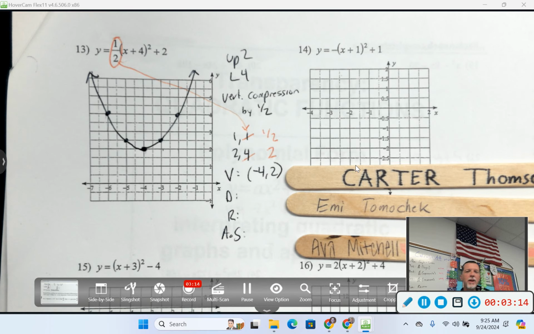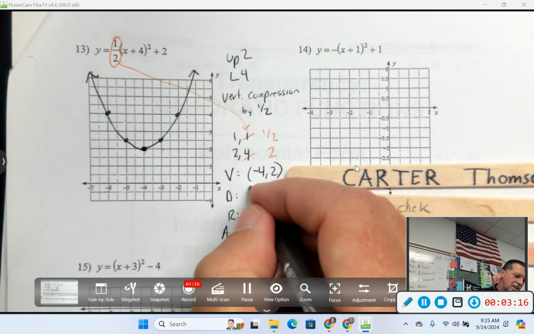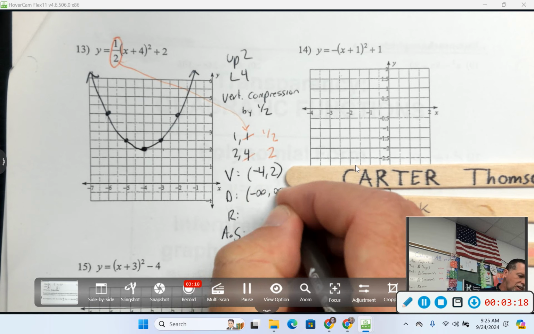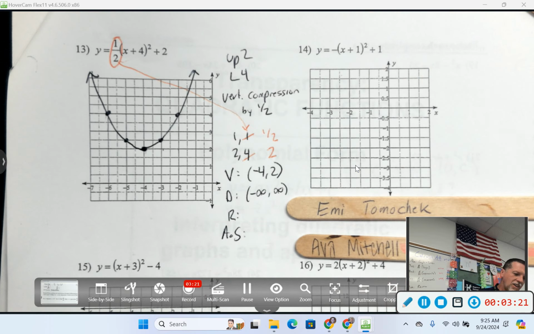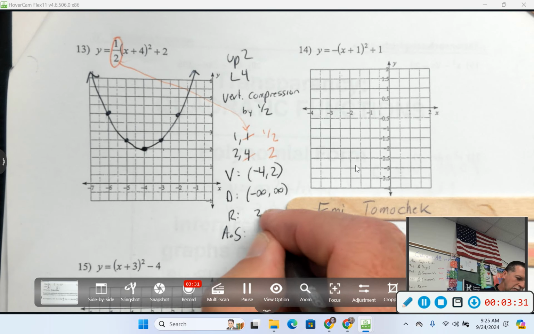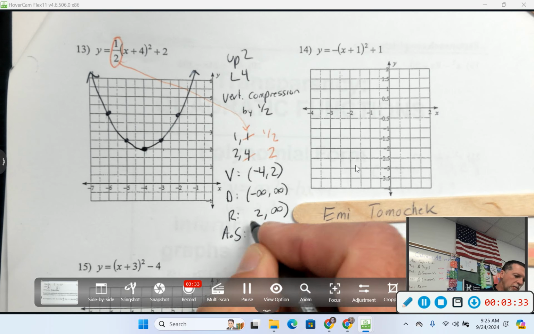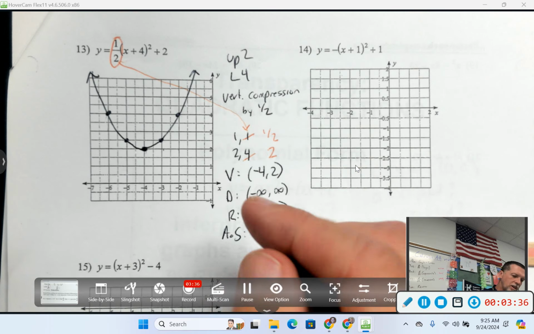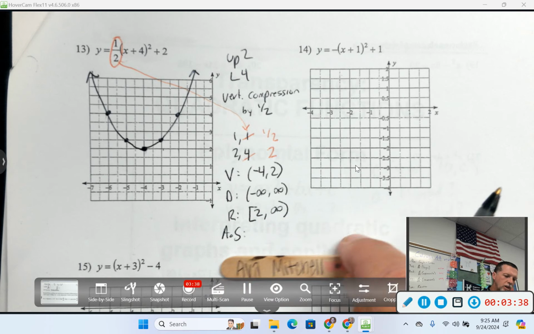Carter, how about the domain? -infinity to infinity. All right, Amy, you ready for range on short notice? 2 to infinity. Good. 2 to infinity. What symbol needs to go with the 2? A bracket. A bracket, because we want to include 2.